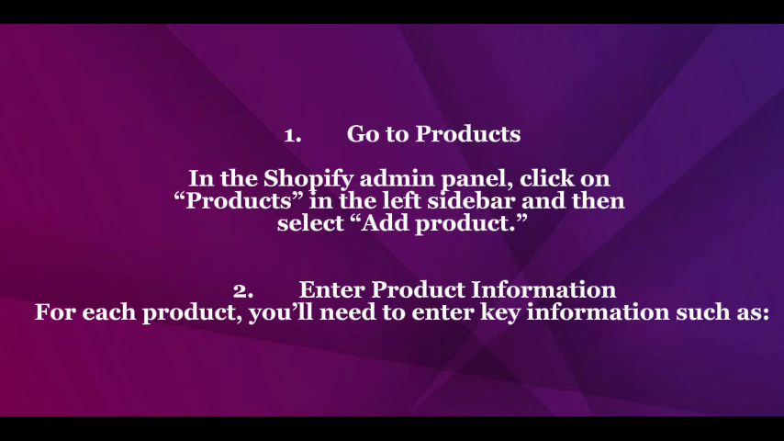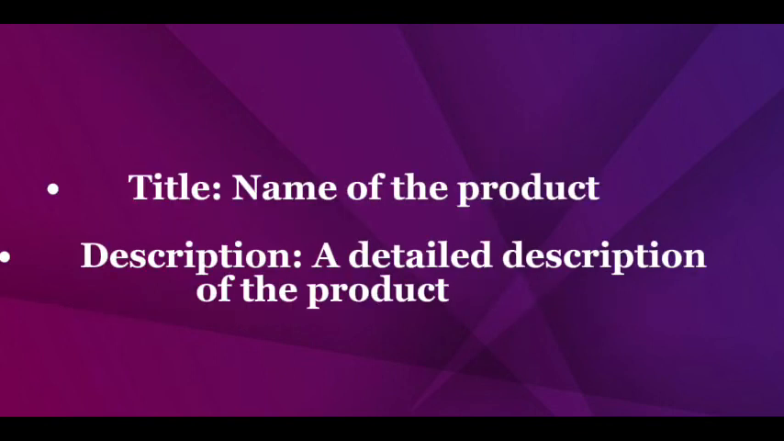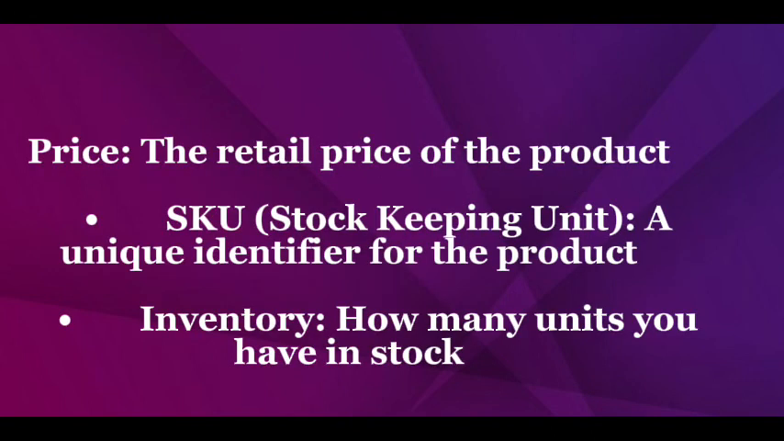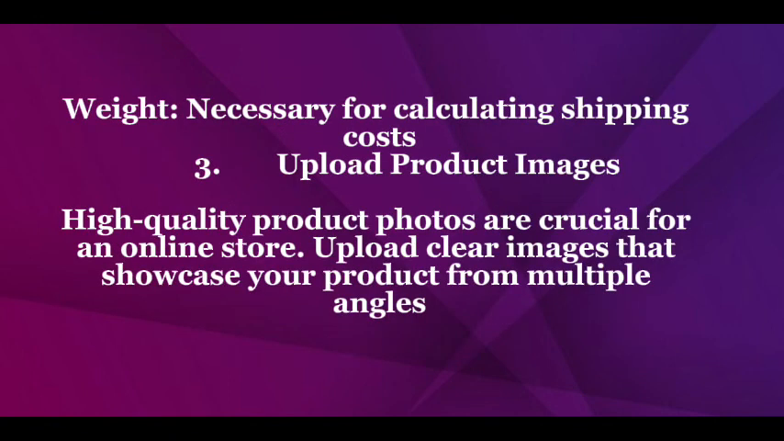For each product, you'll need to enter key information such as title, the name of the product; description, a detailed description of the product; price, the retail price of the product; SKU, stock keeping unit, a unique identifier for the product; inventory, how many units you have in stock; and weight, necessary for calculating shipping costs. 3. Upload product images.